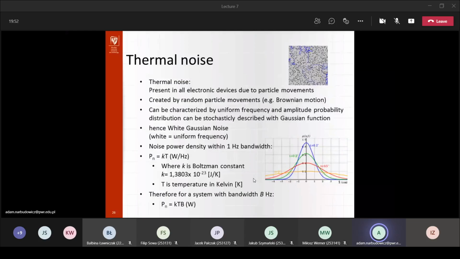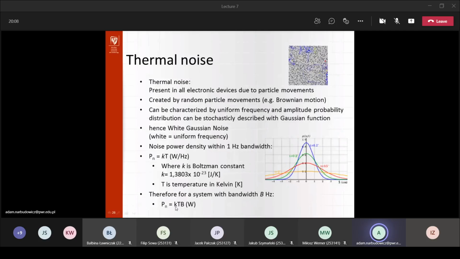it's needed. Okay, and here's the total calculation of how to calculate the noise, or the noise power density of a signal.